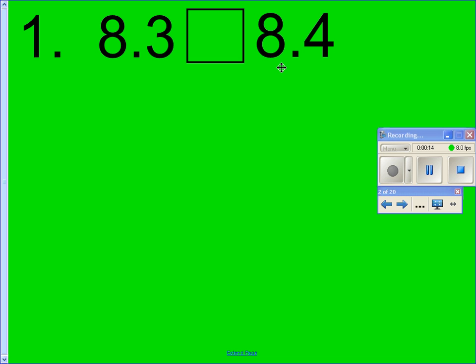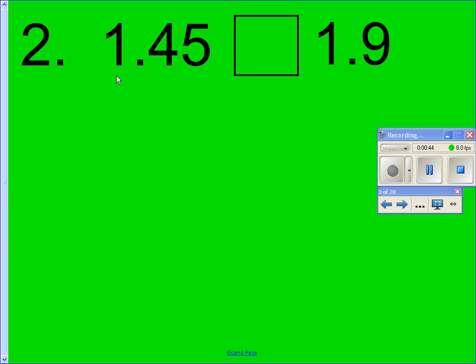Comparing and ordering decimals, you're always going to start at the first number until you get to a number that is different. So in this problem, we have 8 and 3/10 and 8 and 4/10. They both have 8s in the ones place, so you're going to move to the tenths place. In the tenths place, the 3 is smaller than the 4, so you have 8 and 3/10 is less than 8 and 4/10.